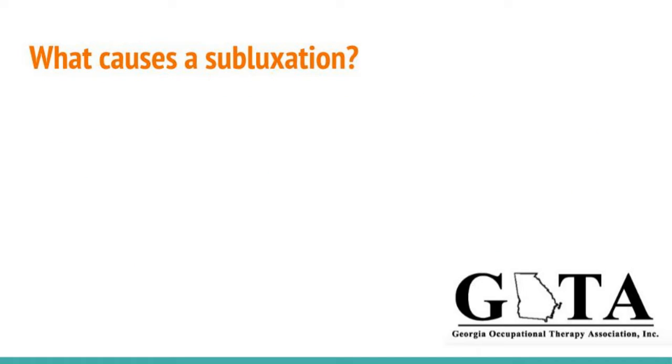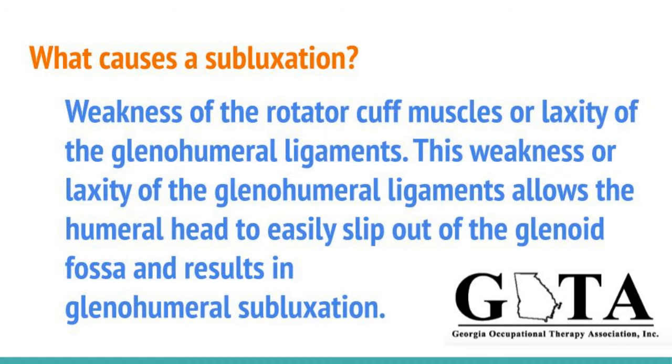What causes a subluxation? A subluxation is caused by weakness of the rotator cuff muscles or laxity of the glenohumeral ligaments. This weakness or laxity of the glenohumeral ligaments allows the humeral head to easily slip out of the glenoid fossa and result in glenohumeral subluxation.